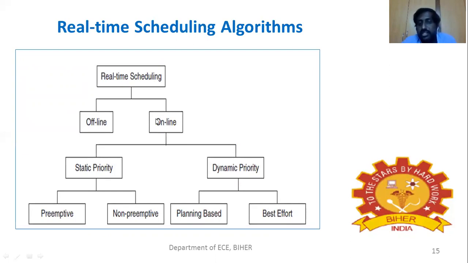So online scheduling algorithms deal with all these properties: static priority, dynamic priority, preemptive, non-preemptive, planning-based, and best effort. We are considering so many parameters with respect to online scheduling algorithms because it is real time. It is updated, which means we should concentrate on the priority, and also on the preemptive status and the effort status.